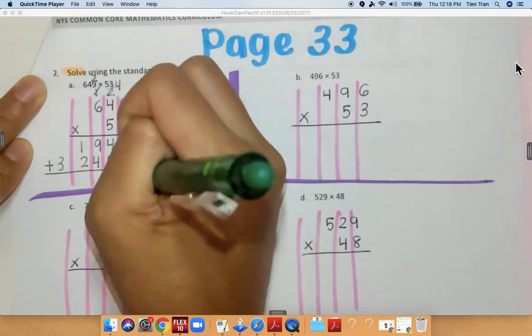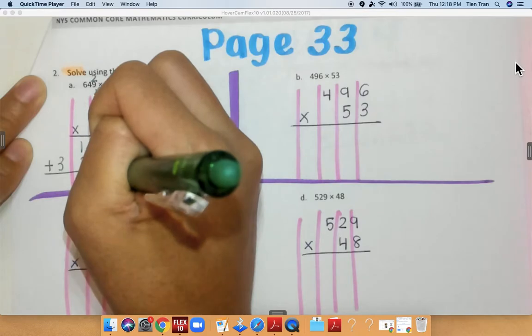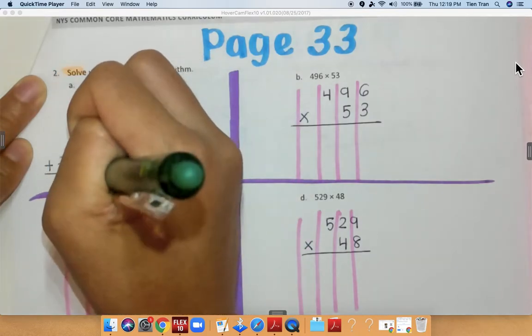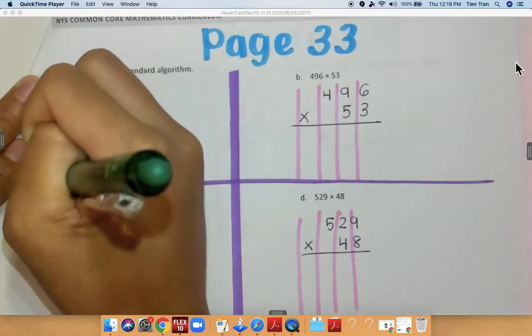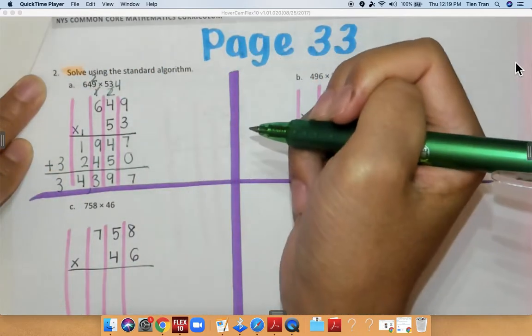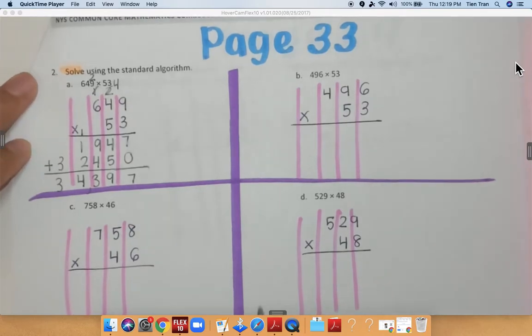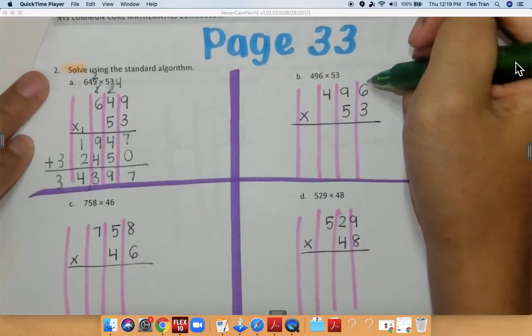7 plus 0 is 7. 5 plus 4 is 9. 9 plus 4 is 13. And 2 plus 1 plus 1 is equal to 4. And bring down my 0. I get 34,397. Okay. Now on the other side, I'm going to multiply as well.